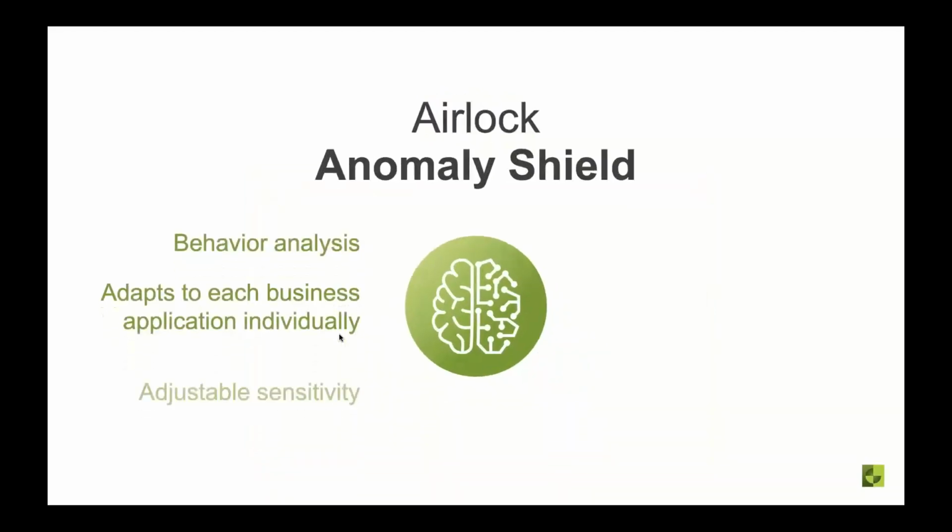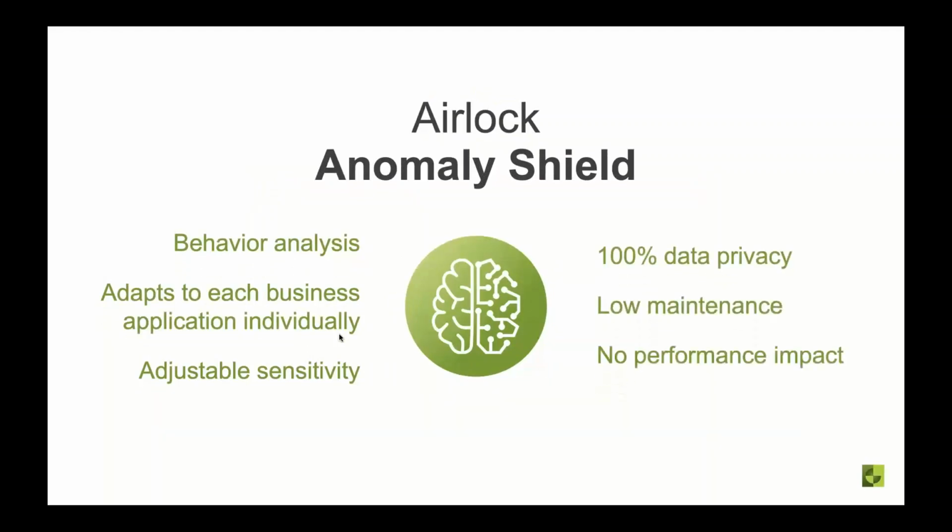So if we look at Anomaly Shield in more detail, as I said before, it's rather focused on the behavior of a client in a session. It does not look at precise characters in a payload. It adapts to each application individually. It may perfectly be okay for an API to be used by automated clients. Then maybe rather user activity is anomalous. So it depends on the API or on the application.